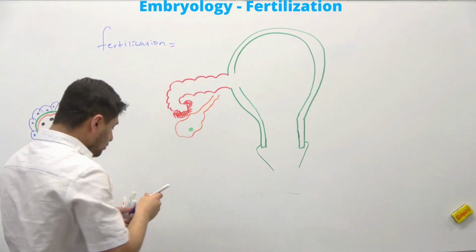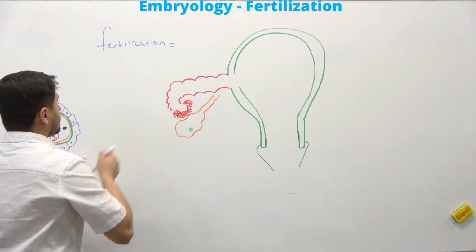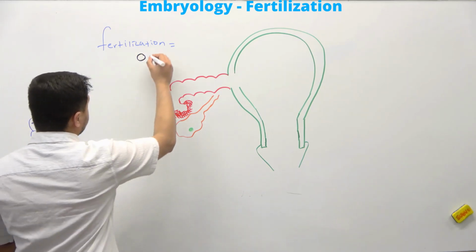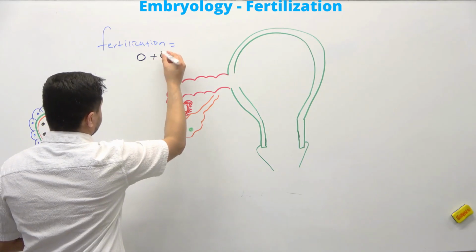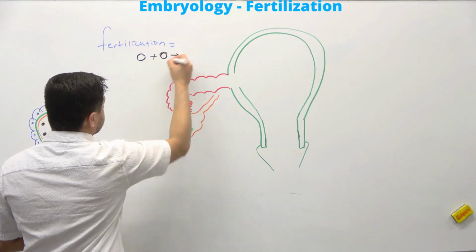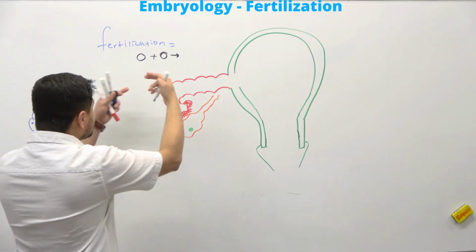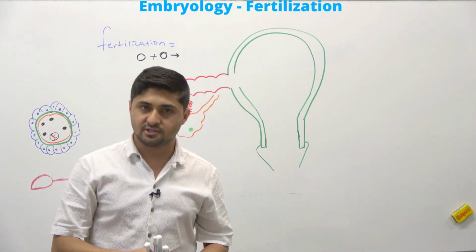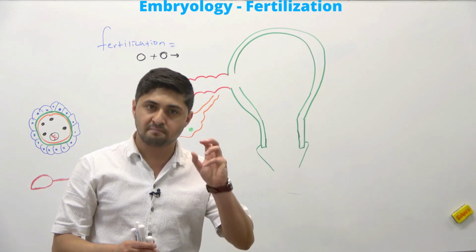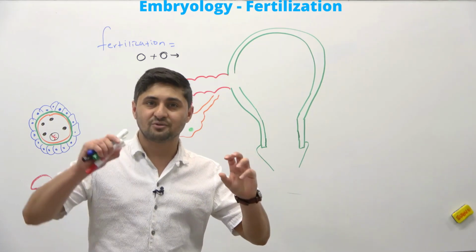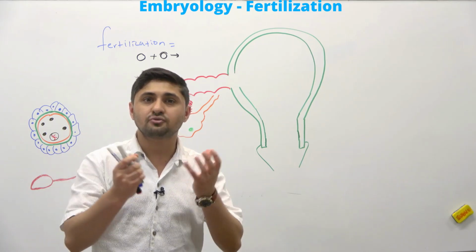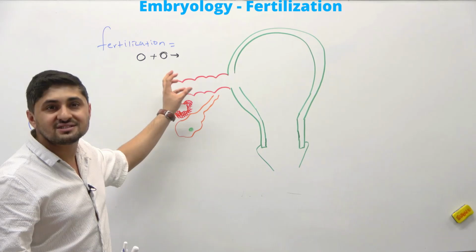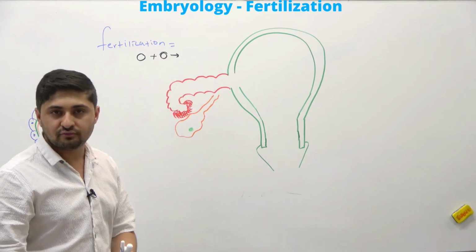Whenever, let's just say this is a male gamete, and plus, let's just say the female gamete, meet together. When they fuse together, then this whole process is called fertilization. So when the male nucleus fuses with the female nucleus to form something called what? To form a zygote, and this process is called fertilization.